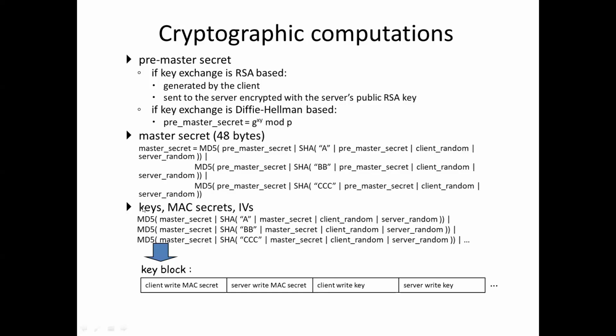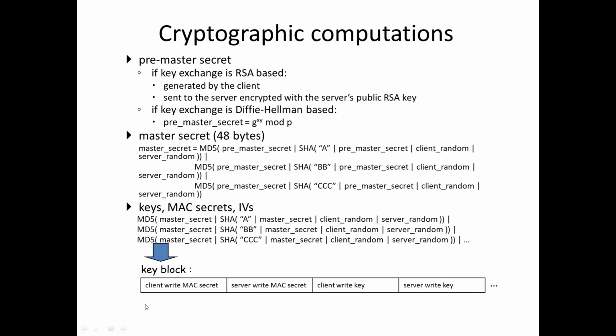The next one is keys, MAC secrets and IVs. The equation for this is MD5 of the master secret, appended with SHA of the master secret, appended with the client random, then the server random. Likewise, A, BB and CCC are nothing but the labels that are used. Finally, we'll be generating the key block.